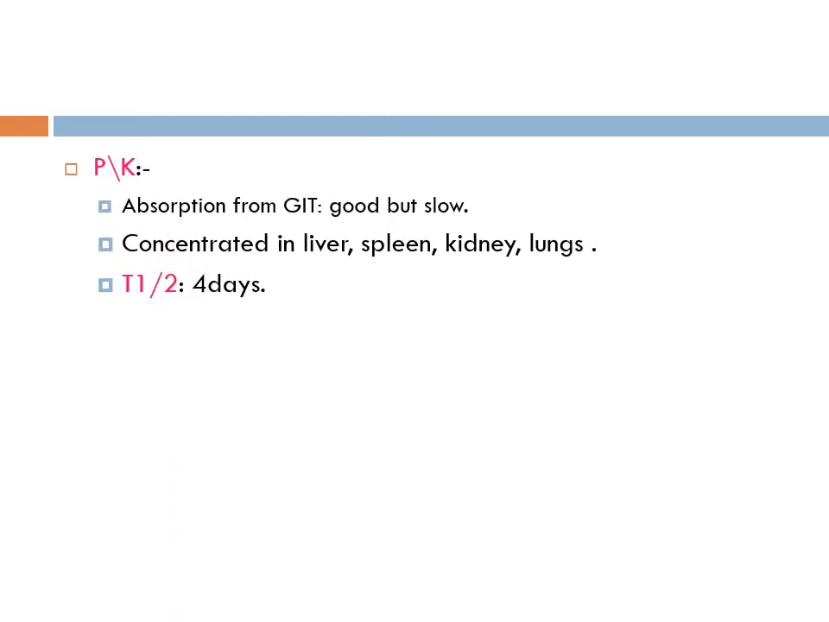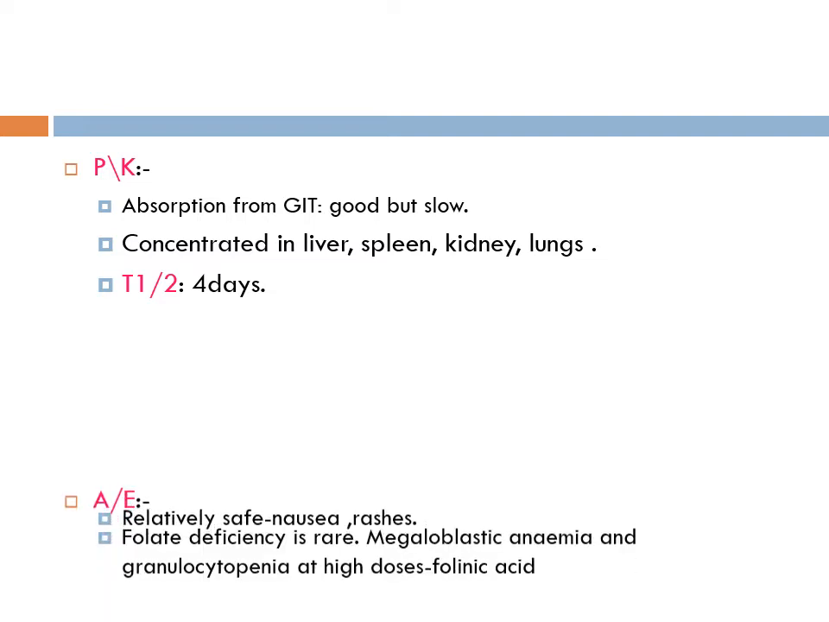Pharmacokinetics. It is absorbed from the GI tract in good amount but slowly. It is concentrated in liver, spleen, kidney and lungs. It is metabolized in the liver and excreted in the urine with T half of about 4 days. Its prophylactic concentration remains in the blood for about 2 weeks.